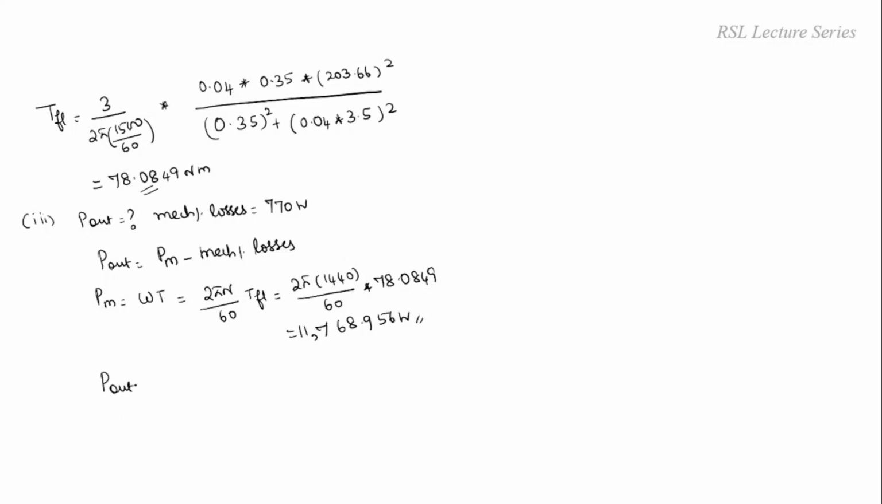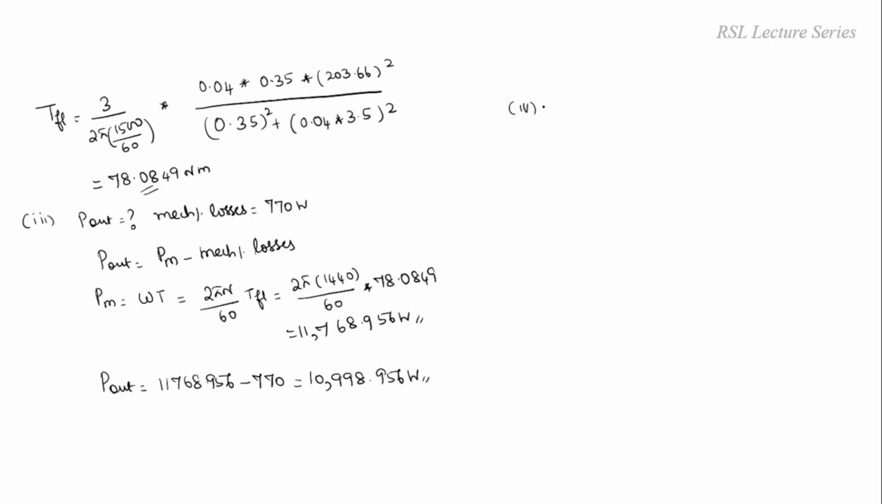Now the output power is equal to PM minus mechanical losses. So 11,768.956 minus 770 will be equal to 10,998.956 watts. This is the output power.